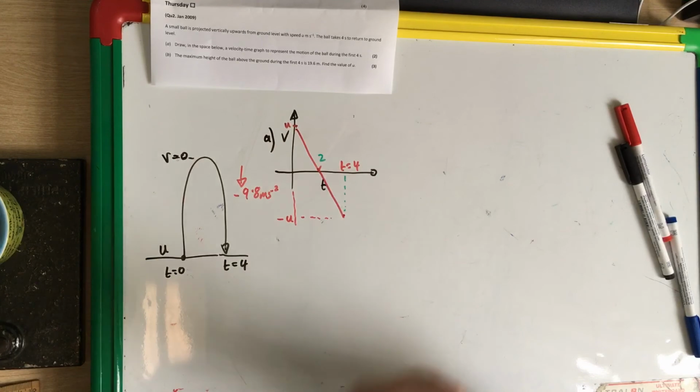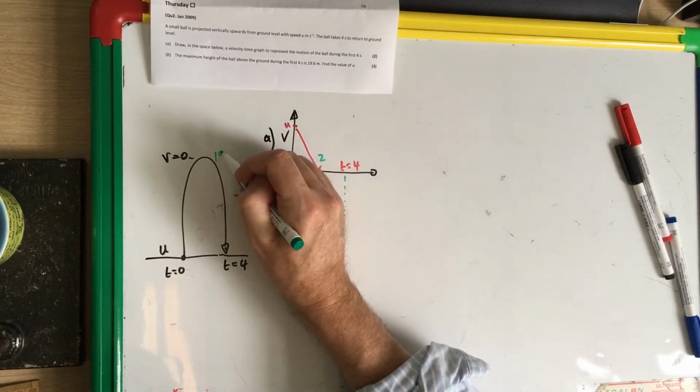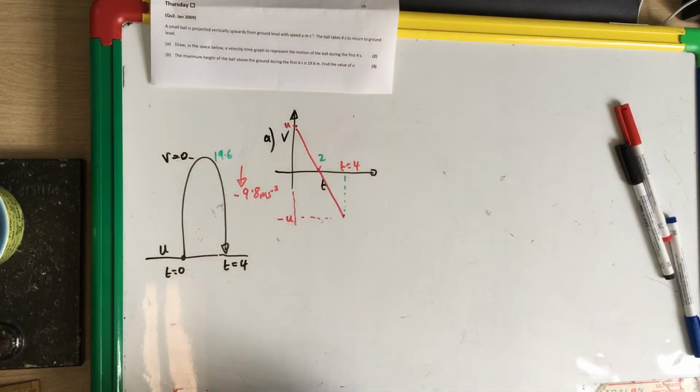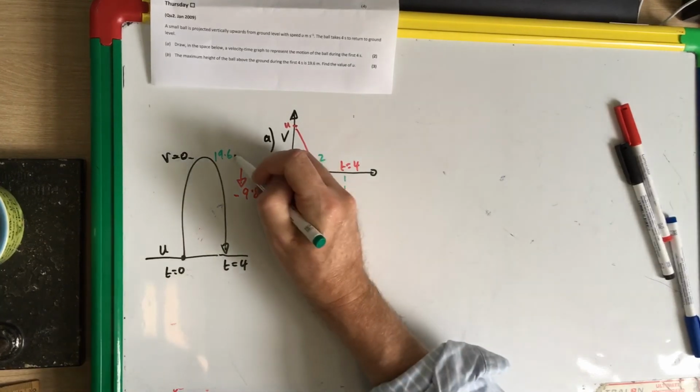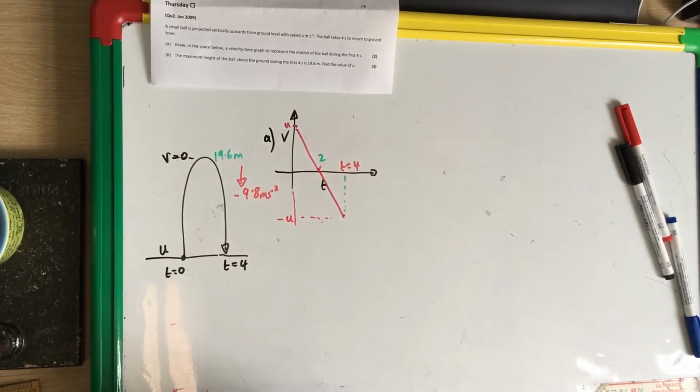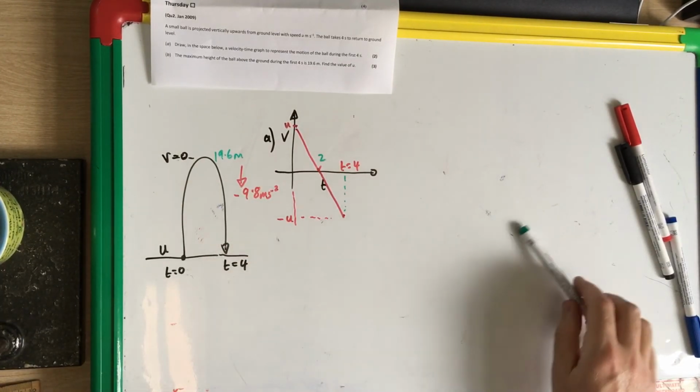The maximum height of the ball above the ground in the first 4 seconds is 19.6. Find the value of u. So this point here is 19.6 meters. It tells you that, the maximum height. So find the value of u.